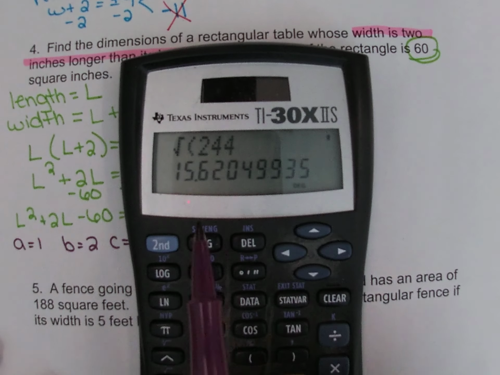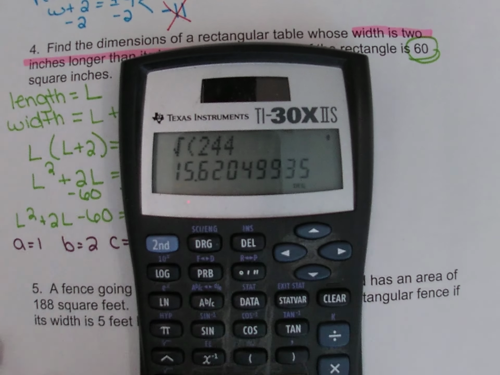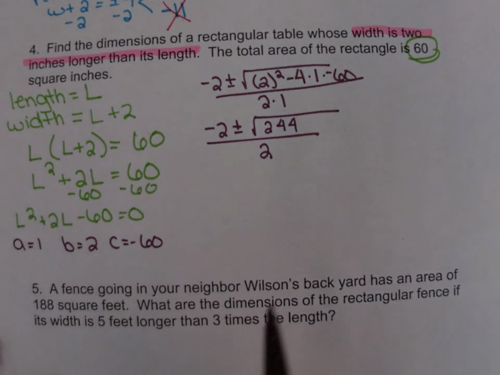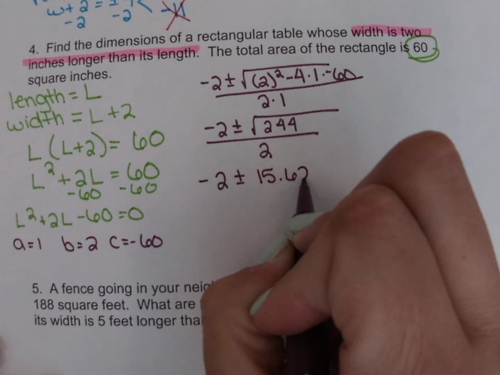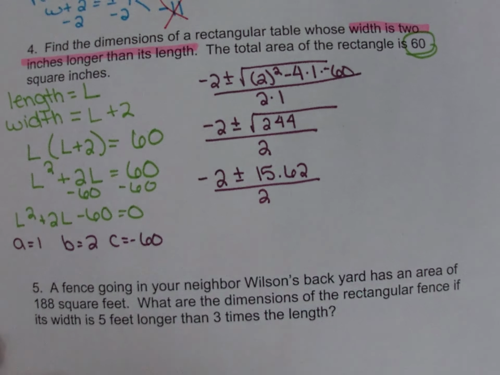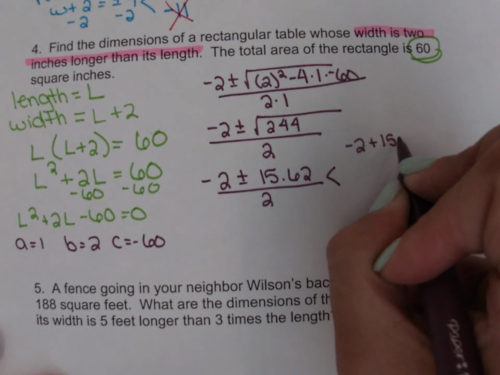I want you to look at your calculator and I want you to keep 2 decimal points. So you're gonna look at the third and see if you need to round. So we're gonna turn that into a 15.62. And we will calculate both options from there.